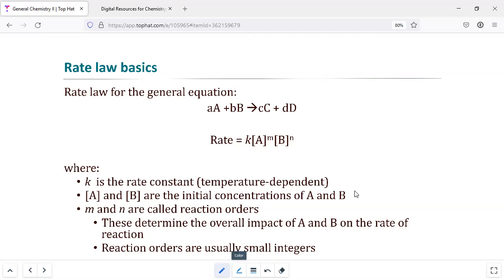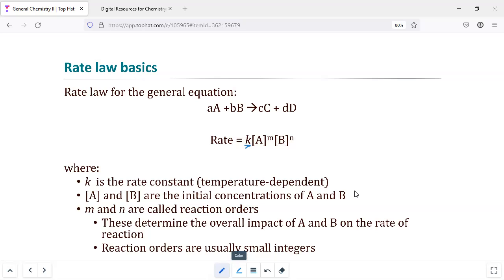One of these is k. Lowercase k, uppercase K, in physics and chemistry, that usually indicates the presence of a constant. And this is one of those kinds of constants. The constant here is something called the rate constant. The rate constant helps us to connect the dots between concentration and rate.